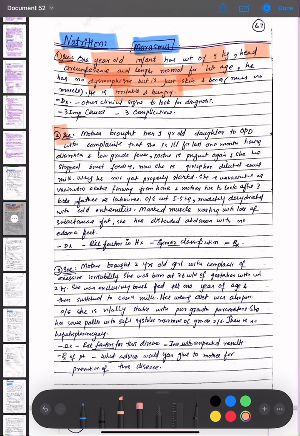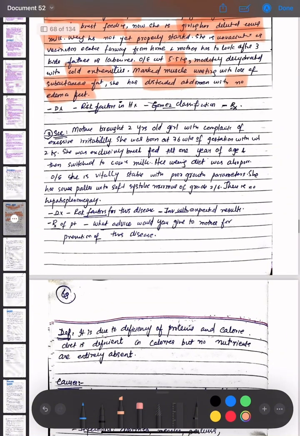Another scenario is that there is a mother who brought her 1 year old daughter to OPD with complaints that she is ill for the last 1 month, having diarrhea and low grade fever. Mother is pregnant again and she has stopped breastfeeding. Now she is giving her diluted cow's milk. Weight gain has not properly started. She is unvaccinated and the center is far away from home and the mother has to look after 3 kids. Father is a laborer. On examination, weight is 5.5 kg, moderately dehydrated with cold extremities, marked muscle wasting with loss of subcutaneous fat. She has a distended abdomen with no edema.